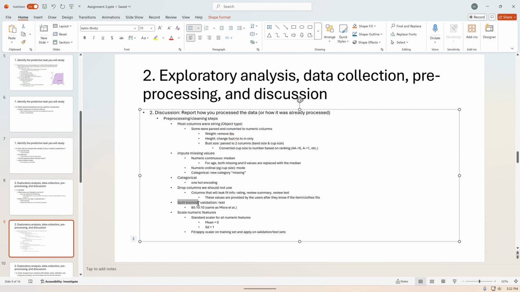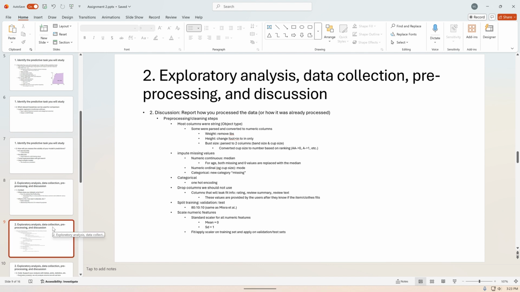And then we split the data sets into training, validation and test sets. So 80% was training, 10% validation, 10% test, same as the data set provider. And then we scaled the numeric features using a standard scaler. That means the mean is going to be 0, standard deviation is going to be 1. So basically we apply the scaler on the training set and then apply that scaler on the validation and test sets. Right, that's the best practice.